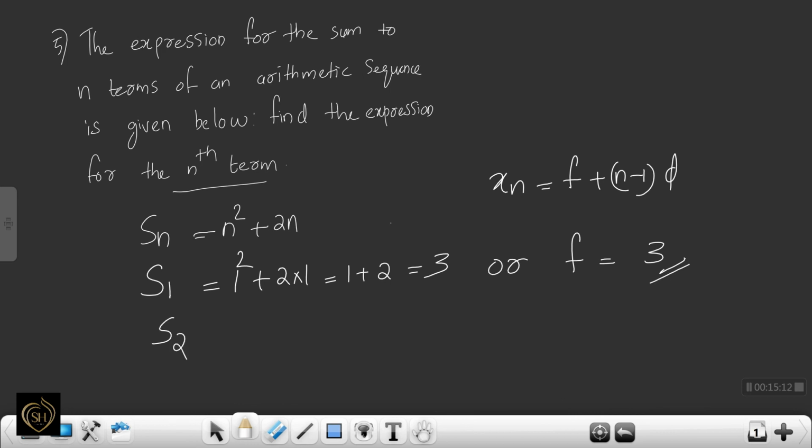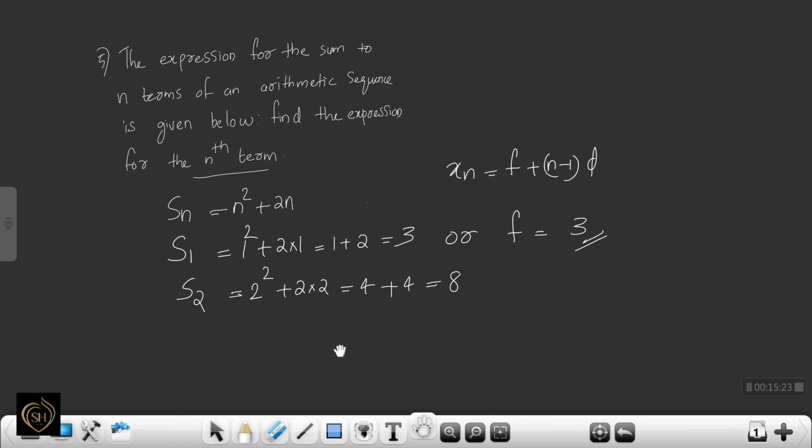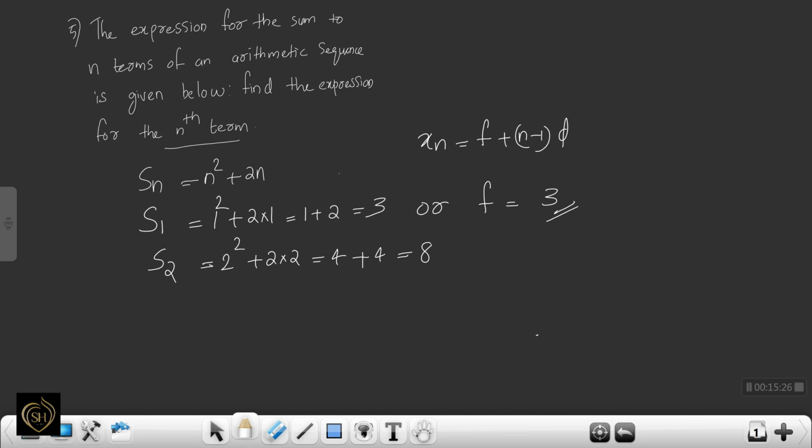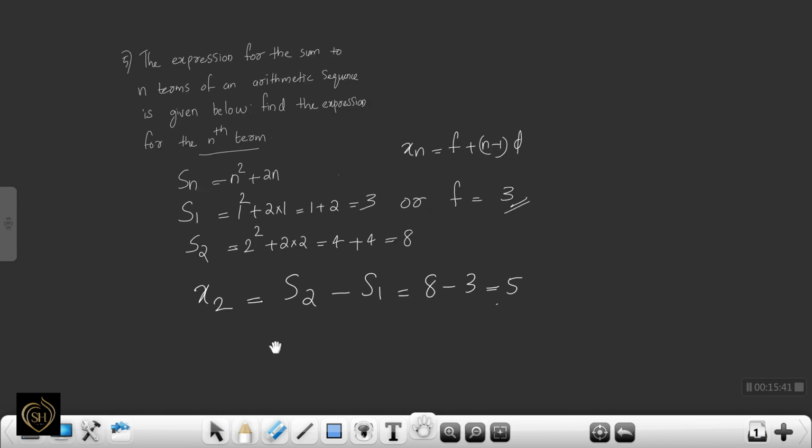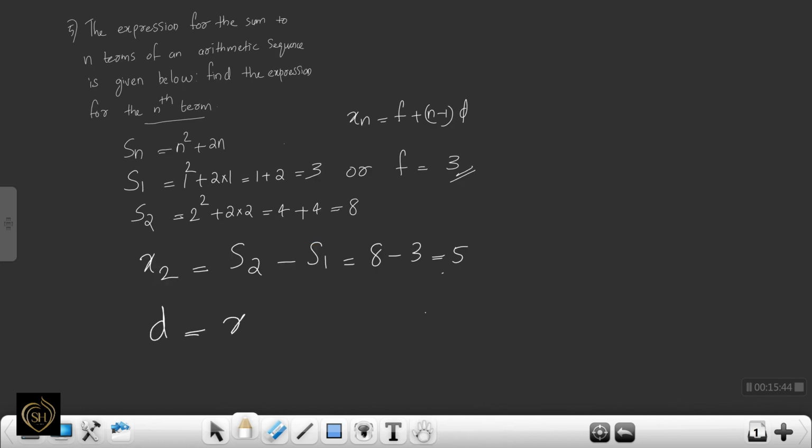Now S2, sum of first two terms. S2 is 2 square plus 2 into 2. That is 4 plus 4 is equal to 8. S2 is 8 and S1 is 3. Now we can write x2, that is the second term, S2 minus S1, that is 8 minus 3 is equal to 5. First term is 3, second term is 5. Now the common difference d equals x2 minus x1 or f, that is 5 minus 3 is equal to 2. Common difference is 2 and the first term is 3.